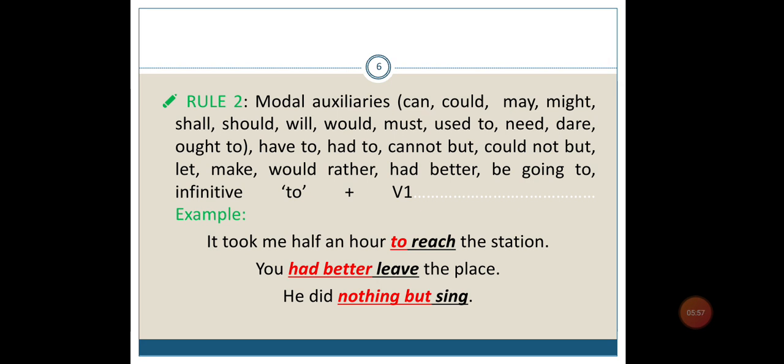Rule 2. After modal verb or modal auxiliaries like can, could, may, might, shall, should, will, would, must, used to, need, dare, ought to, and some other phrases like have to, had to, cannot but, could not but, let, make, would rather, had better, be going to, and after infinitive we use base form of the given verb, the present form of the given verb.